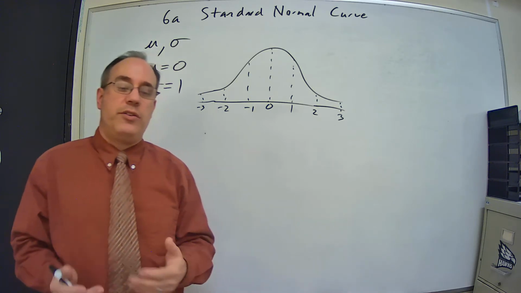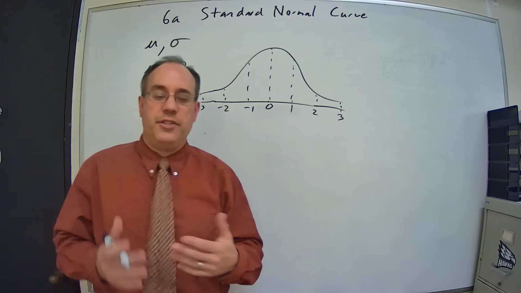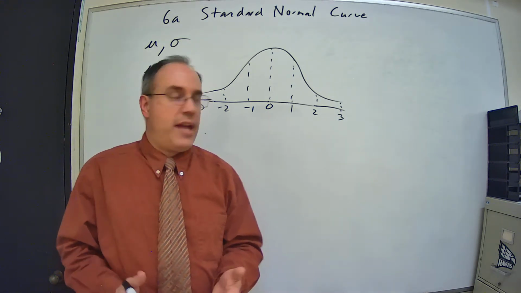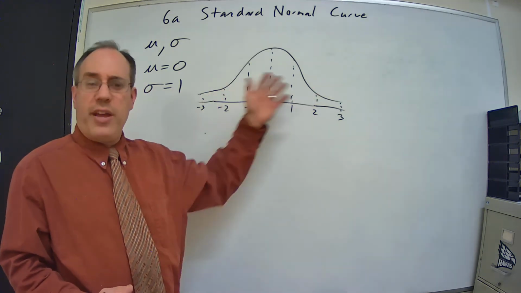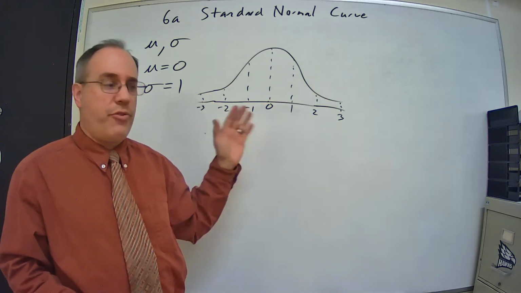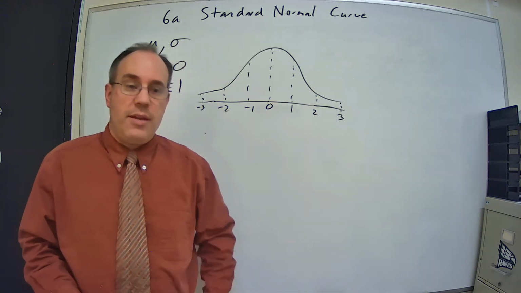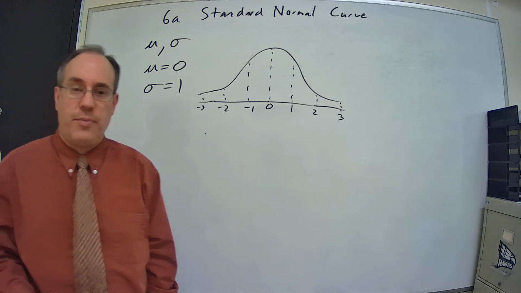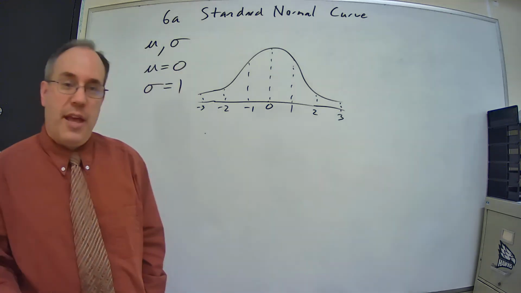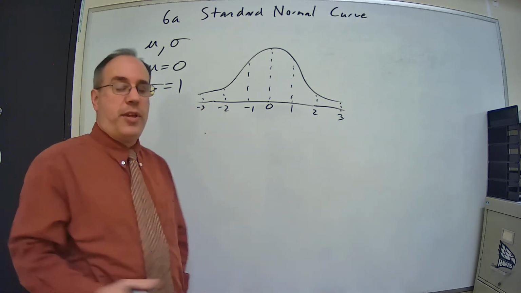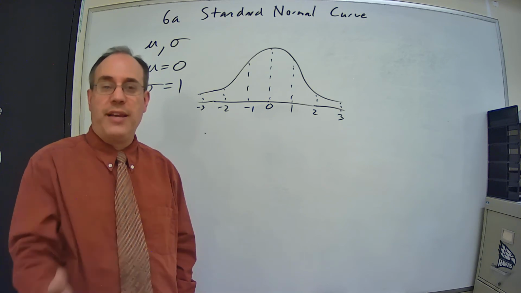Now the reason we do this is because it allows us to start comparing different distributions and to start determining areas underneath this curve other than exactly 1 standard deviation away. Now, the way that we're going to do this is we're going to use a table. And we're going to use that table to determine what the area is underneath the curve up to and including a certain point.